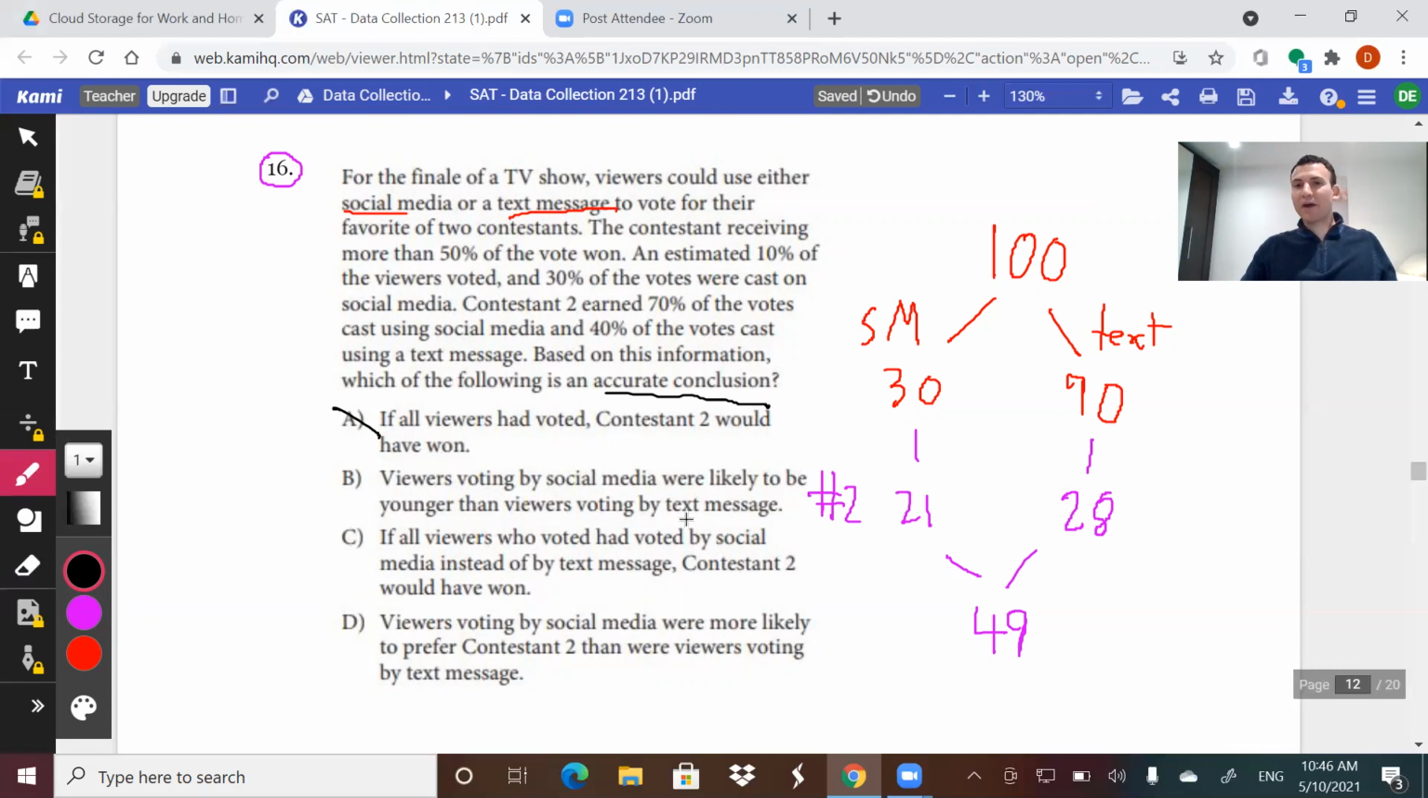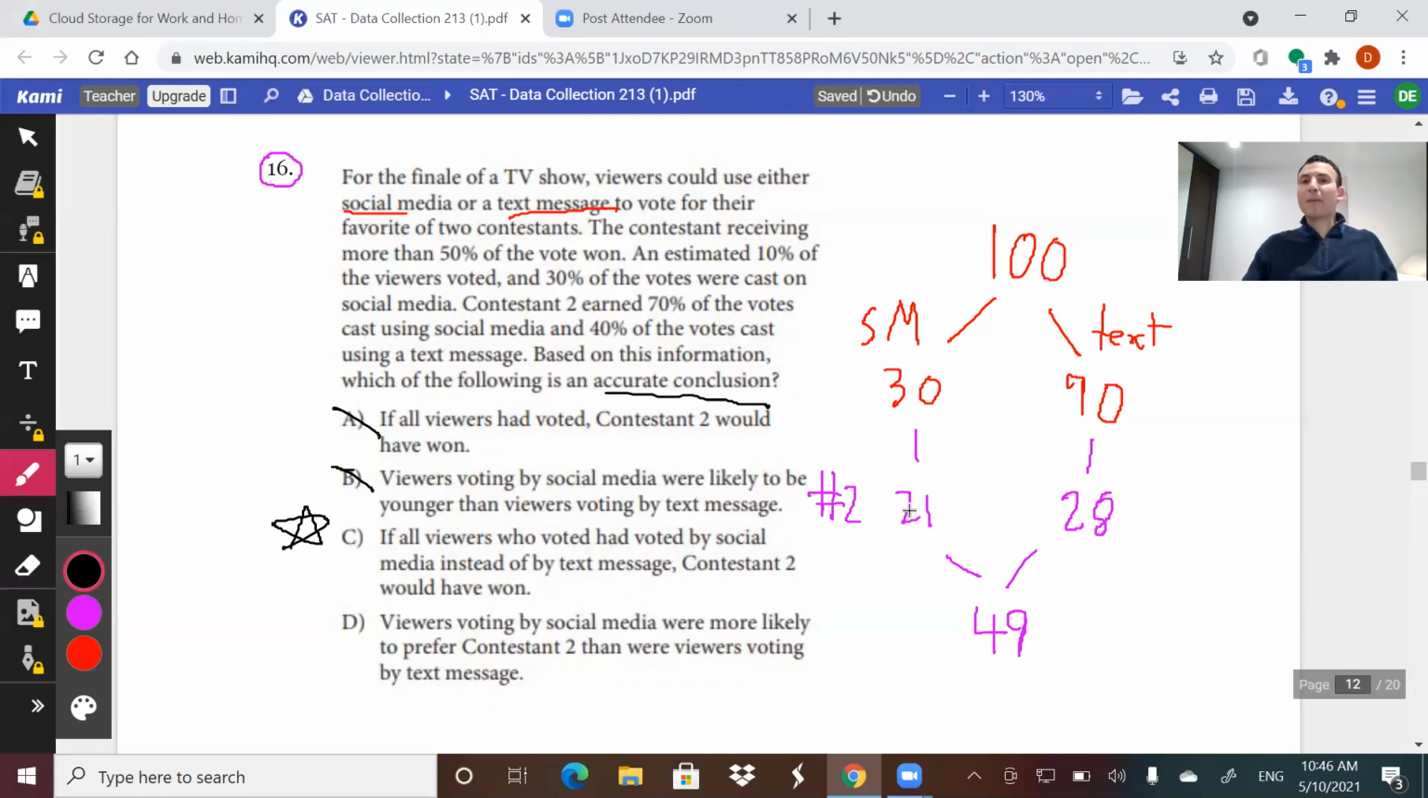I know you're thinking, yeah, that probably makes sense. Younger people are on social media. There's just no way of knowing it, and you can't make an assumption. It has to be what you know, not what you can assume. If all viewers who voted had voted by social media instead of by text message, contestant 2 would have won. A lot of people pick C because it looks very attractive.